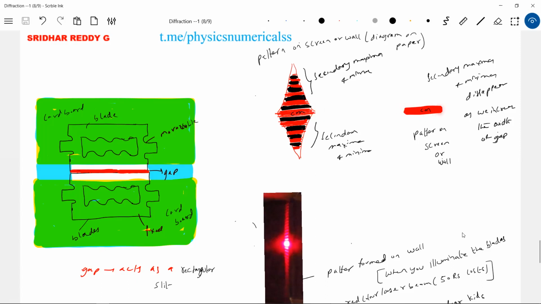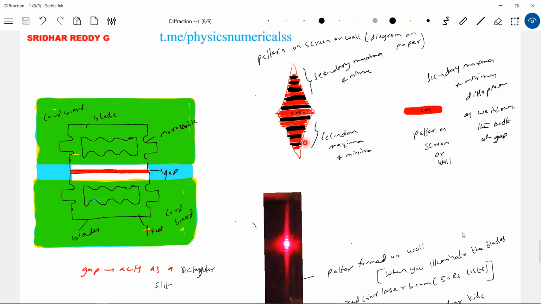So when do we get only one bright band? When the width of the gap increases to a certain value, then we get only the bright band. These secondary maxima will disappear.